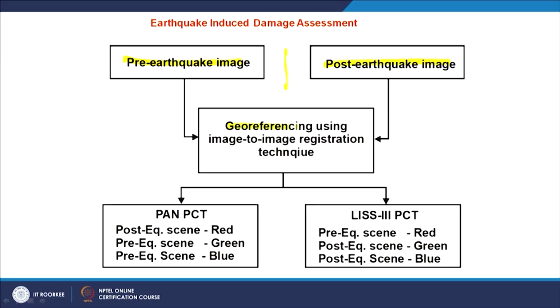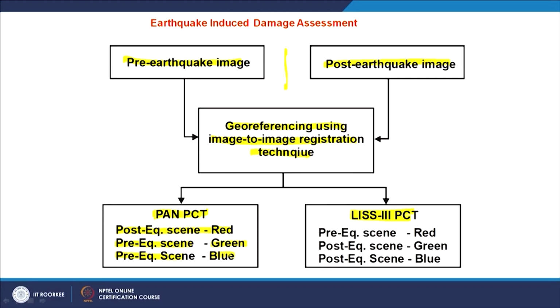Now of course georeferencing, or image to image registration, has to be done, so that both stack together very nicely. Then I can apply this technique on pan images, and I can also apply it on LISS 3 images to detect changes induced by an earthquake. So I have both examples, where in the case of the pan image, we assigned the red channel to the post-earthquake image, and for the pre-earthquake scene, we assigned green and blue.